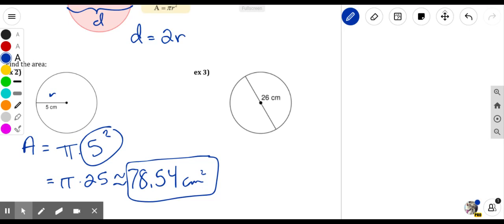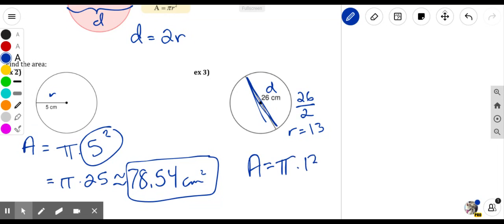This one, we're given a diameter. See how this is the whole distance? So this is a diameter, but for the formula, we need the radius. So you want to cut 26 in half to get that the radius is 13, and then just plug it into the formula. So area equals pi times 13 squared.